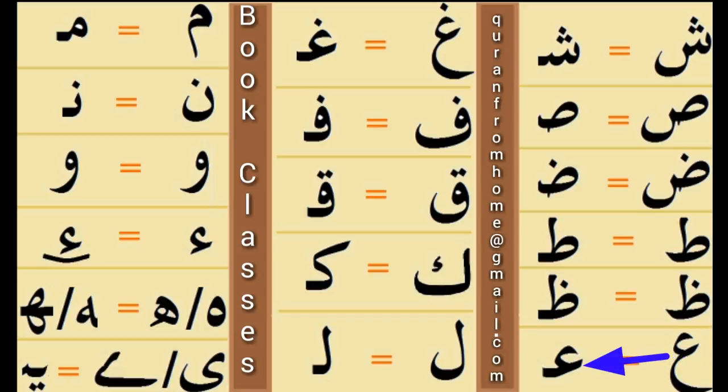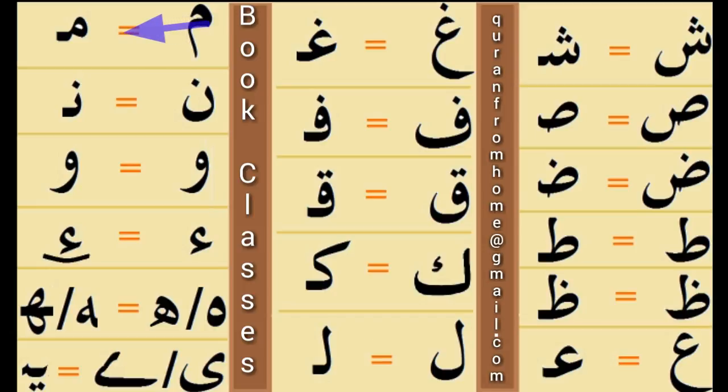This is what a small Ayn looks like. This is a small Ghain. Now this is a small Fa. A small Qaf looks like this. This is a short Kaf. It looks very different from the full-size Kaf. And a small Lam looks like this.